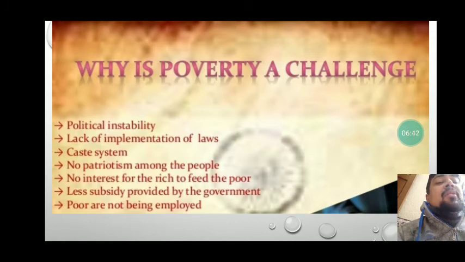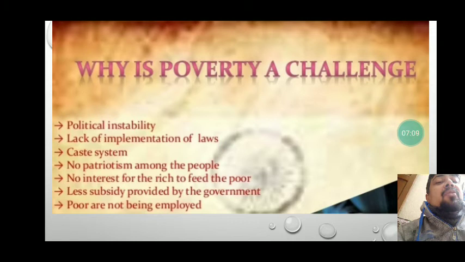Here it is going to cause political instability. Because of poverty, political instability will be caused, and because of political instability, poverty will develop. So here cause and effect both are there. Similarly, lack of implementation of laws. So many laws have been made to remove poverty, but so far the laws have not been implemented on the real ground, and because of that, poverty is still very severe and very active.